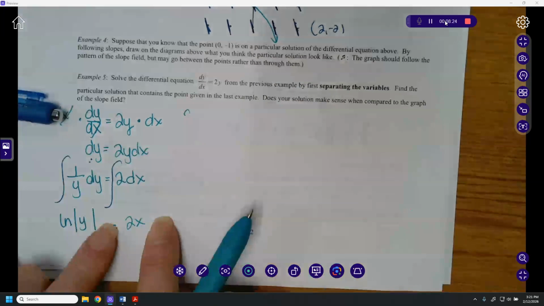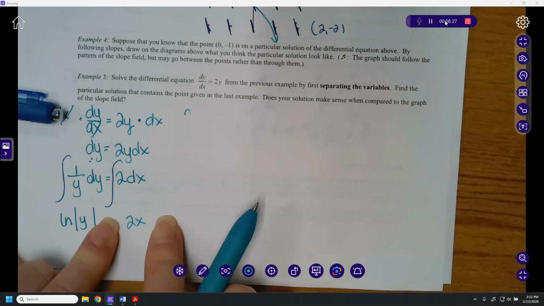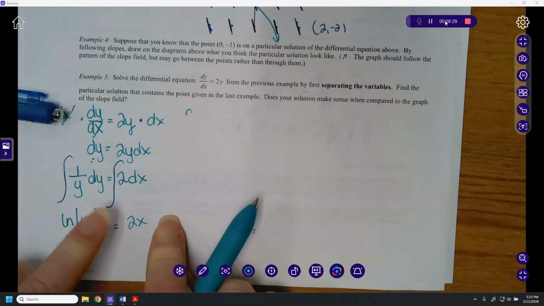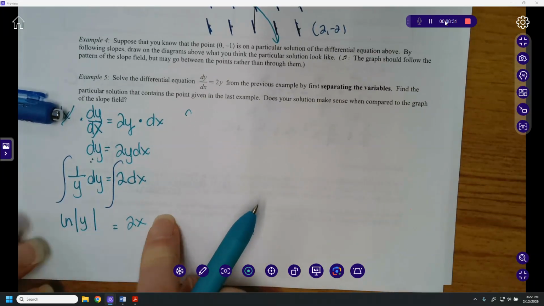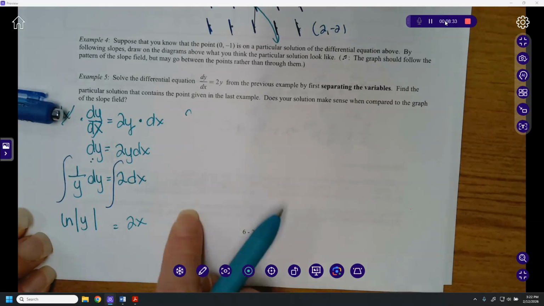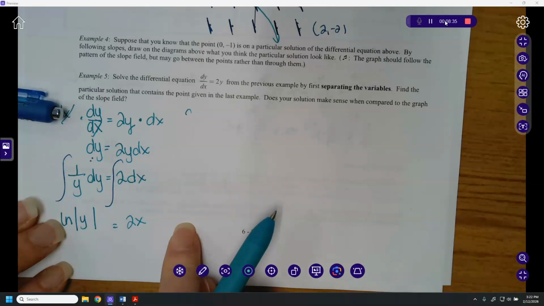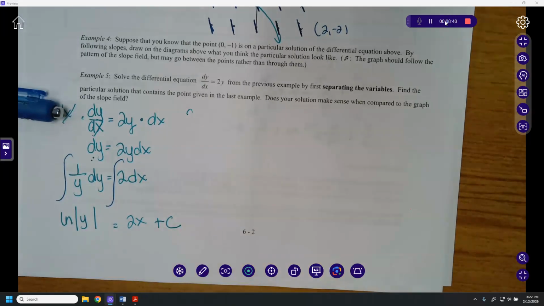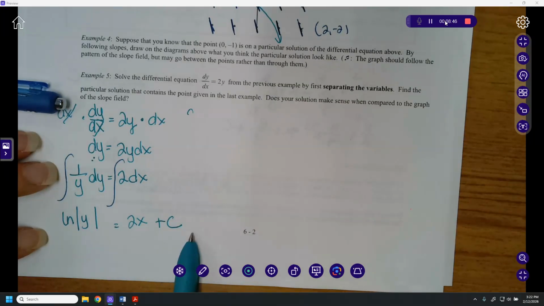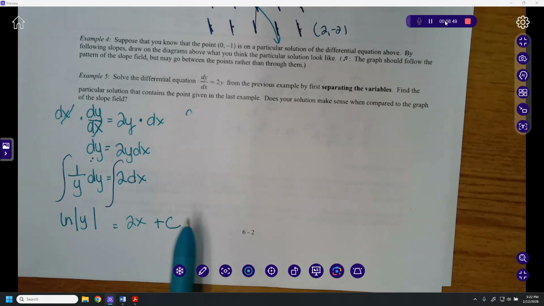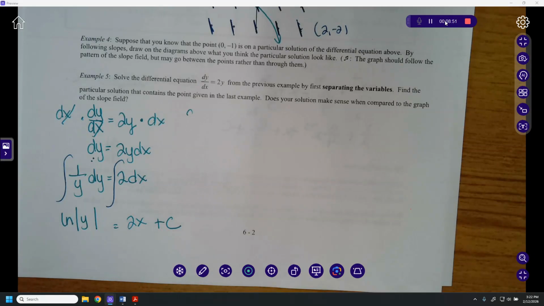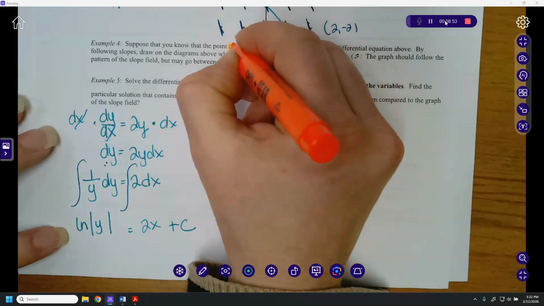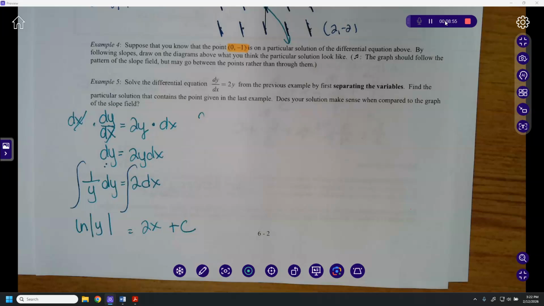Seriously, there's a constant on both sides. But the reality is, if there was a number here and a number here, I could just take this number and move it to the other side. So don't write a c and a different c over here. Let's just put one constant, and we're going to put it with the x over here. Okay. So at this point, I am going to solve for y. But before I do that, I am going to plug in the point that I was initially given, which was (0, -1).